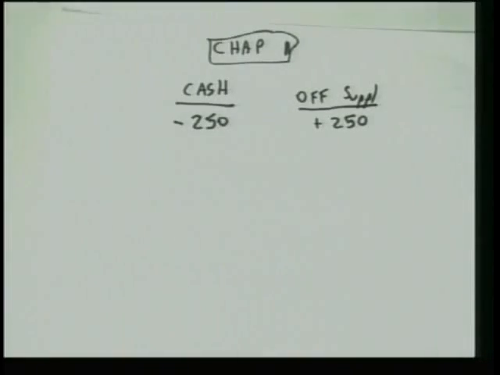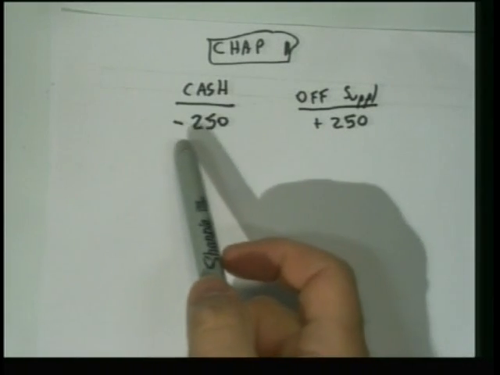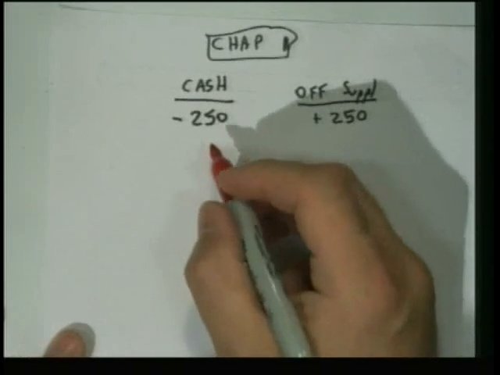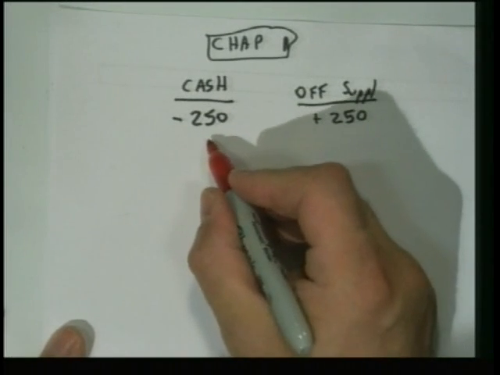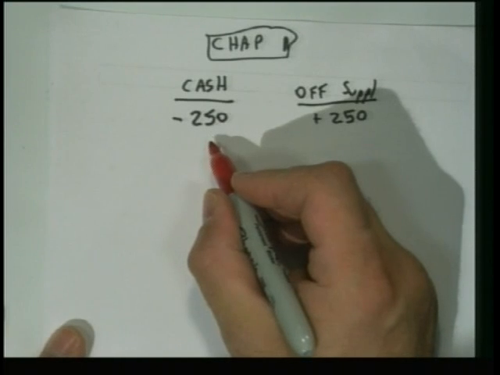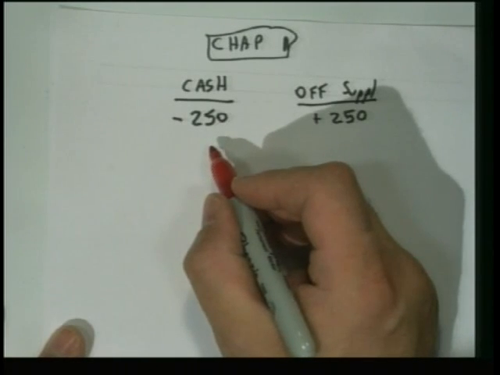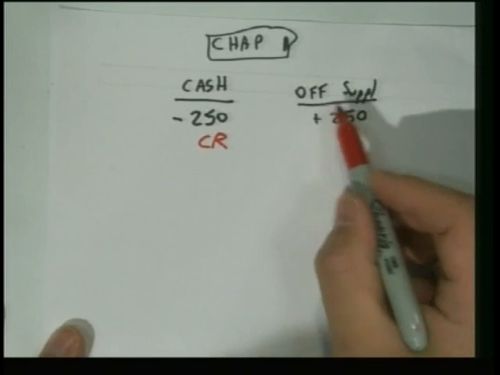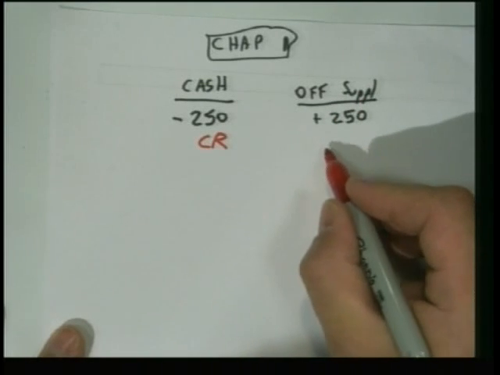And I was going to ask you, how do we decrease cash? What do we do? On the right of the T account. We debit it or credit it? How do we decrease cash? Credit. We credit it. How do we increase office supplies?